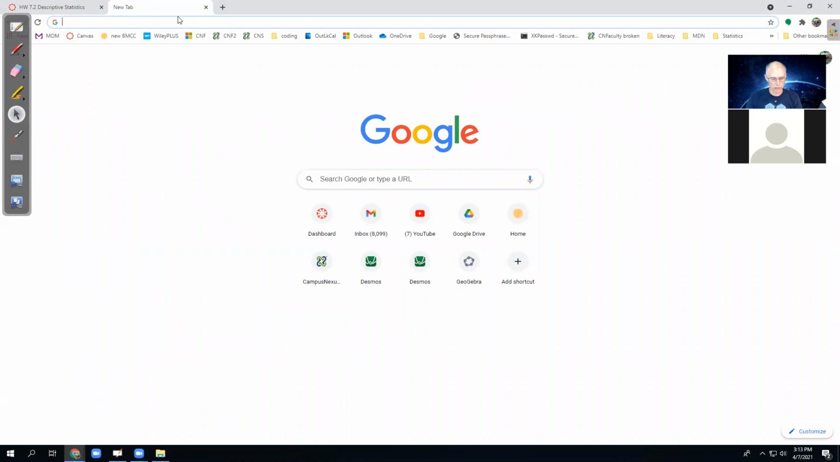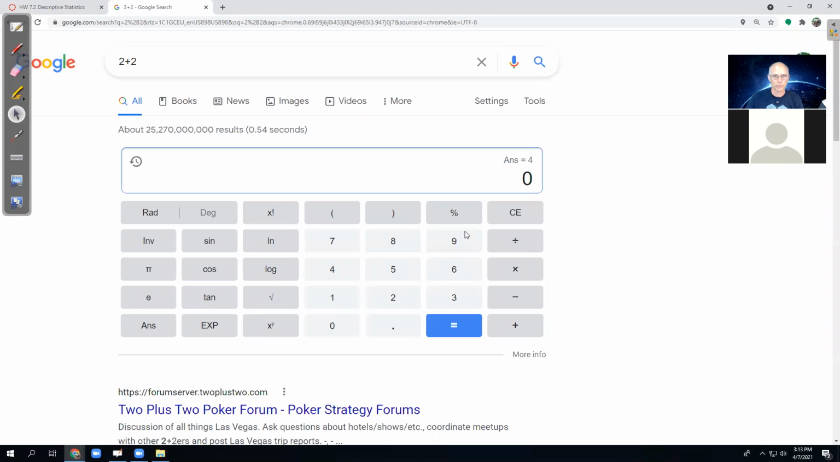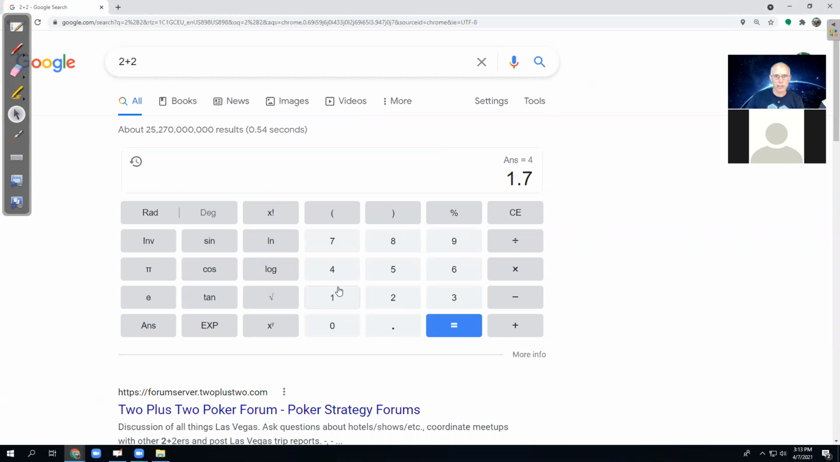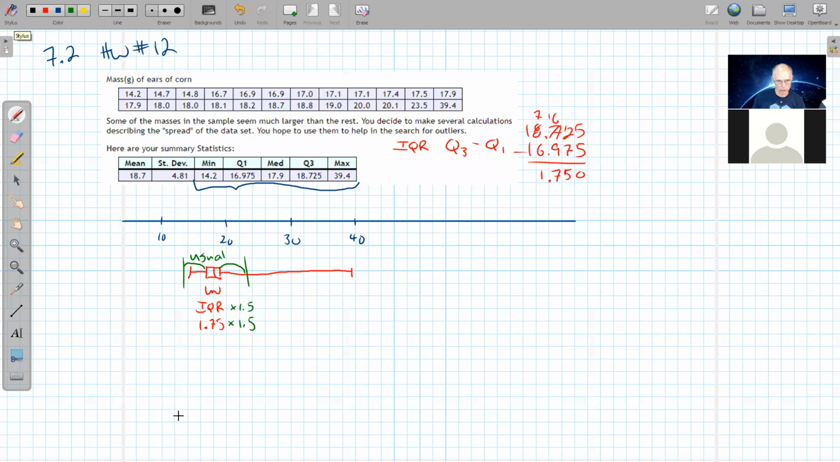And so for this set, we have 1.75. Hopefully I did the subtraction right. I guess I better double check that too. 18.725 minus 16.975. So there's the 1.75. Then we make that 50% bigger, so multiply by 1.5. All right, so that gives me 2.625. So that bigger part, 2.625, is how we look out to each side.